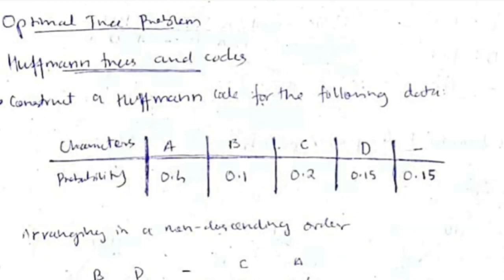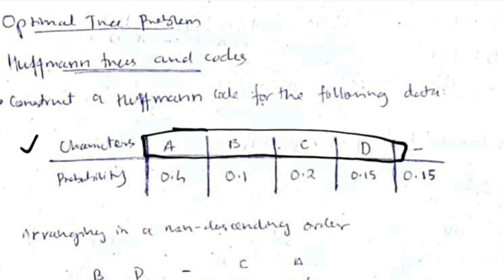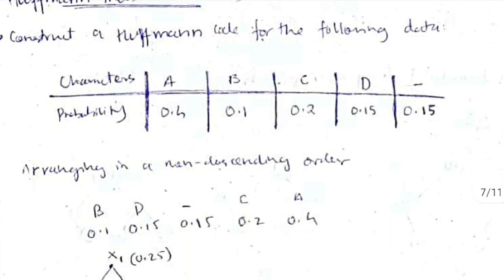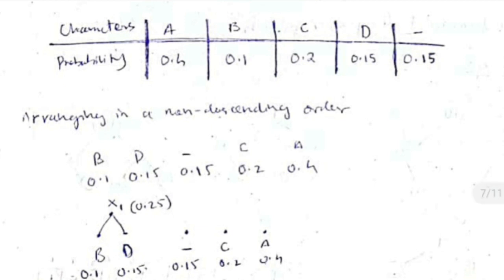Coming to Huffman trees and codes, the question paper will be like this. The question will be given in this form. The table will have the letters at the top and the probabilities or frequencies at the bottom row. What we have to do is select the least 2 frequencies. First arrange them in increasing order.